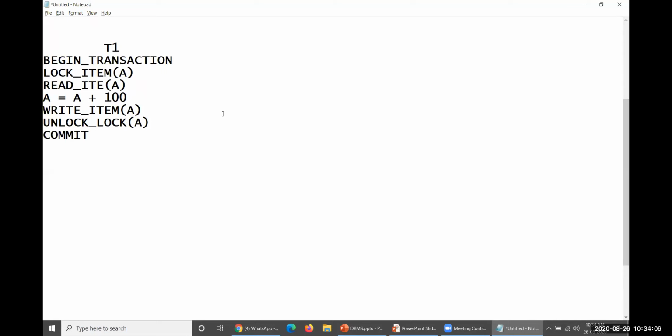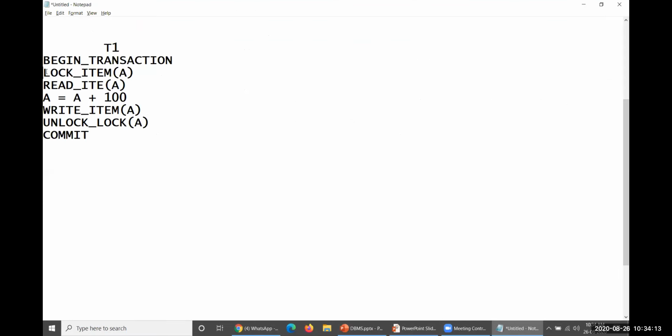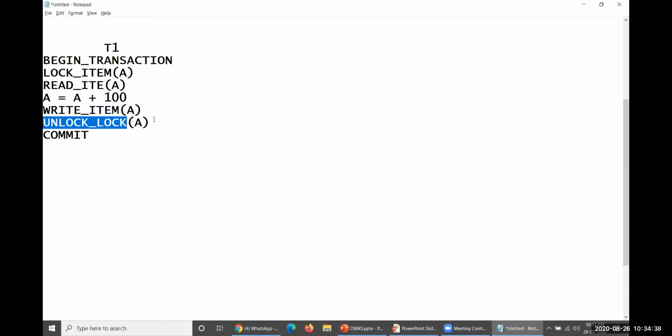So these rules and regulations have been depicted for you. You have operated lock item before read or before write. Yes, before read I have operated it, there is no problem at all. First statement is true. Second statement: you have operated unlock item after all read and write items. Look at this, this is read item and this is write item. Afterwards, I have operated unlock item. Yes, it is also okay.